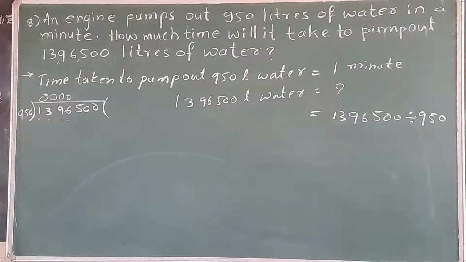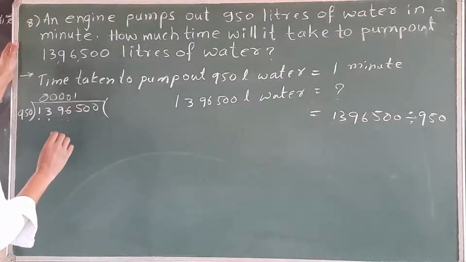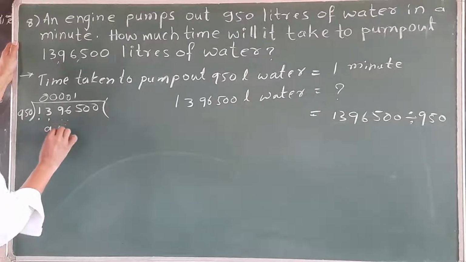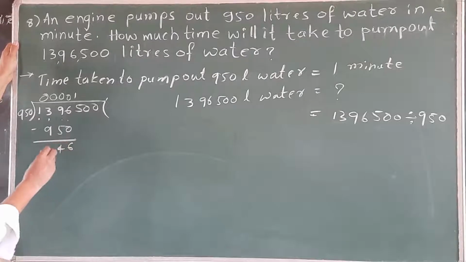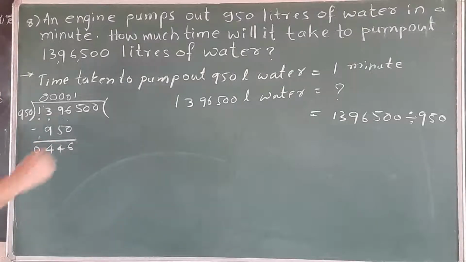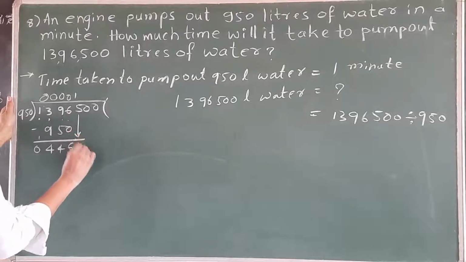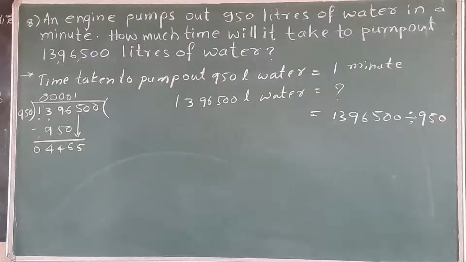1396 is not there in the table. So less than this one is 950. 950 ones are 950, and we will subtract. 13 minus 9 is 4. This one is 0. Take the next digit and write here, it becomes 4465.